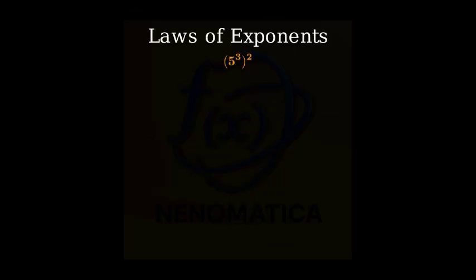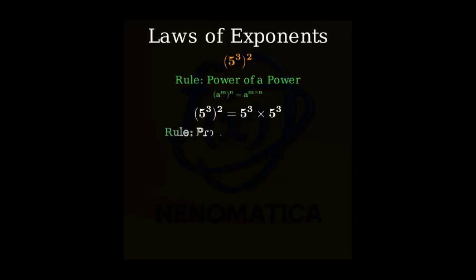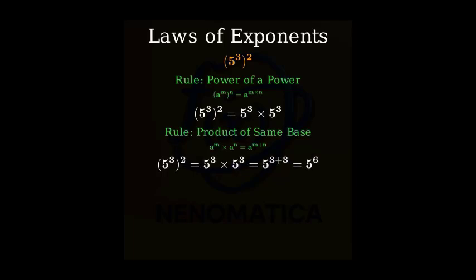Let's start by looking at our first example. What happens when we have a power raised to another power? Let's think about what this means. We have 5 cubed, and then this entire expression is squared. We can expand this to see that it's 5 cubed times 5 cubed. When we multiply powers with the same base, we add the exponents. So this becomes 5 raised to the power of 3 plus 3, which is 5 to the power of 6.